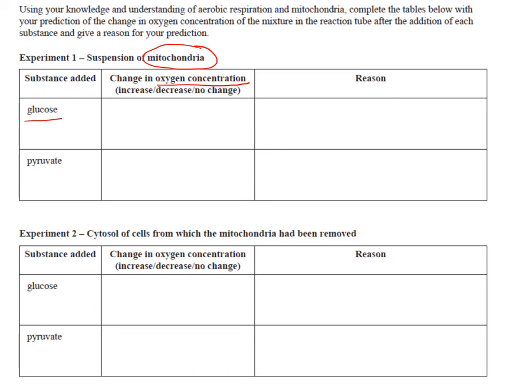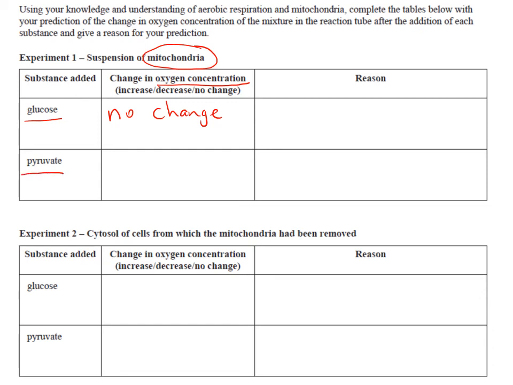Okay, if we add glucose to mitochondria, respiration won't happen because mitochondria accept pyruvate and break down pyruvate. Glucose has to be broken down in the cytosol. So there would be no change in the concentration of oxygen because respiration wouldn't occur. Okay, we can do the explanation in a second.